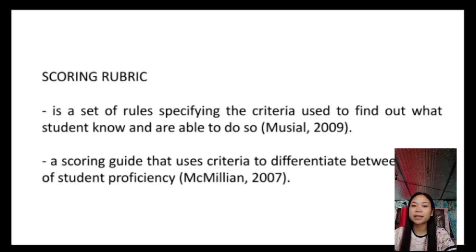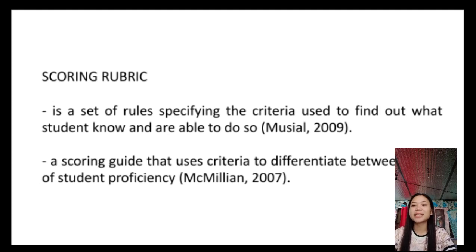The first statement, according to Mutual 2009, highlights that a scoring rubric consists of rules or criteria that teachers use to determine the level of student understanding and proficiency. This criteria can include various aspects such as content knowledge, skills, applications of concept, organization, and communication. That is an example of criteria that can be included in a rubric.